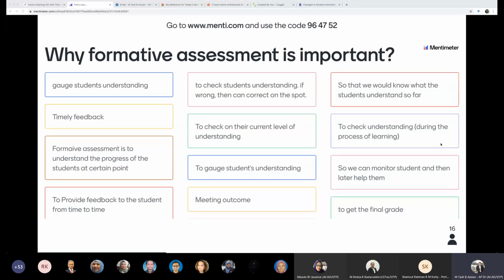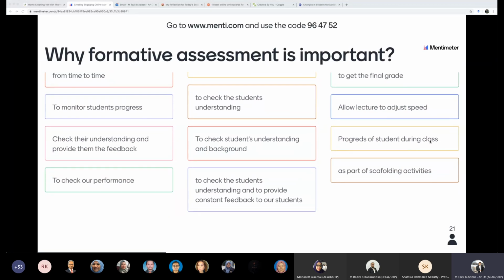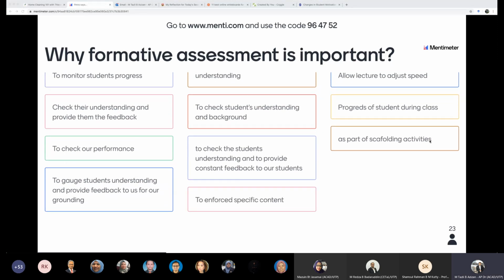Okay, so we understand that formative assessment is very important even when we conduct our online session. This is where we're trying to be interactive with the students, so that the students can respond. We can use certain tools in order for us to gauge understanding with our students. Okay, reinforce specific content as part of scaffolding activities. That's good.